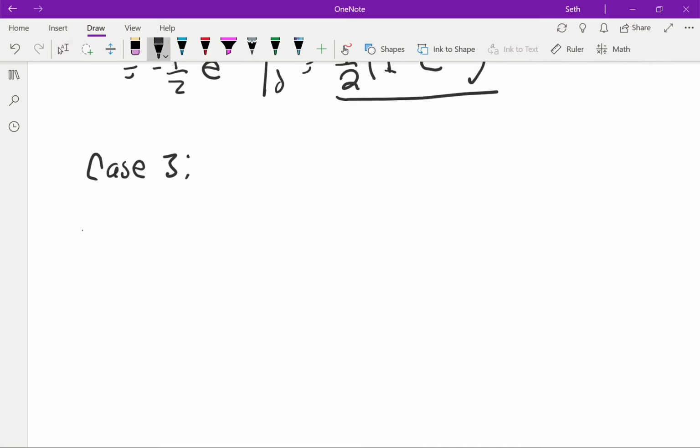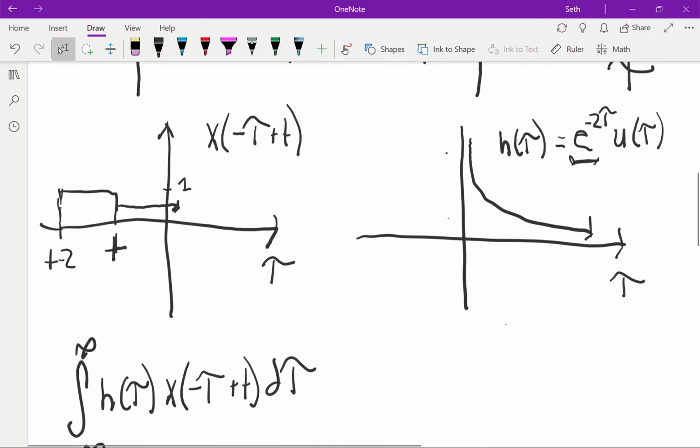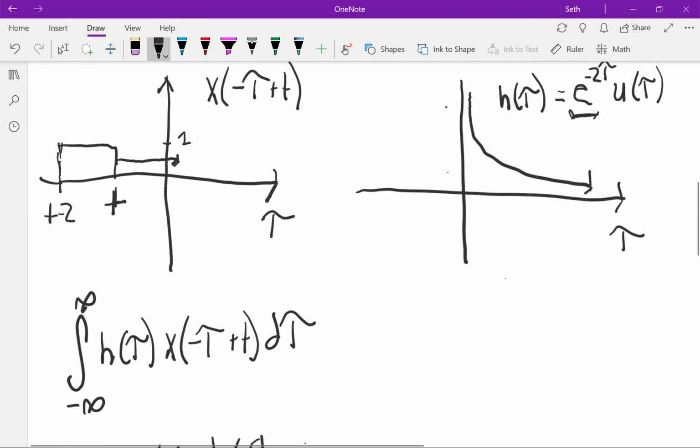So we can solve this integral analytically, similar to what we did before. The lower limit is going to be t minus 2, because to the left of t minus 2, x of minus tau plus t is equal to 0, so we don't need to consider that. And our upper limit is going to be t, because to the right of t, x of minus tau plus t is also going to be equal to 0, so we don't need to consider that area either.